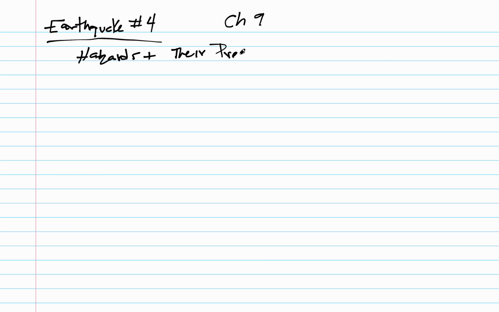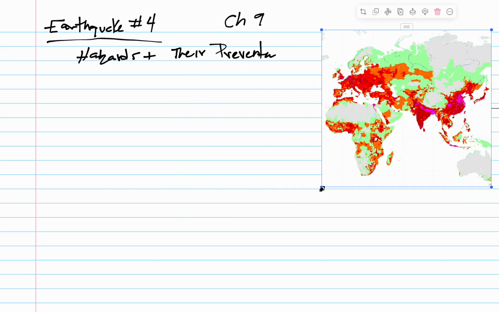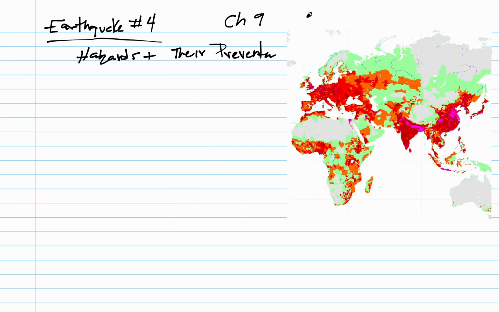As we get into this lecture on hazards and their prevention, we should start by thinking about where people live. Here's a map of population density for part of the Earth. What we're going to emphasize now is, where are the faults? Where are the plate tectonic boundaries? And there are big ones. Look at that population density.